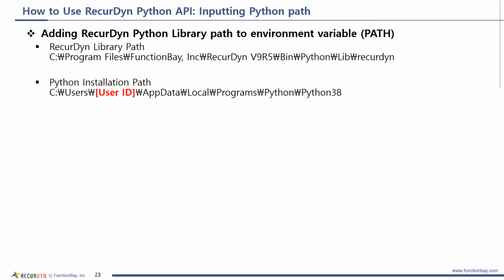To use the RecurDyn API, the path where RecurDyn library exists must be registered in Python, which is quite simple. Create a PTH file in the folder where Python exe is executed and register the path of the folder you want to reference in that folder. The RecurDyn library path follows RecurDyn v9r5, bin, python, lib, RecurDyn. The installation path of Python exe follows user ID, appdata, local, programs, Python.